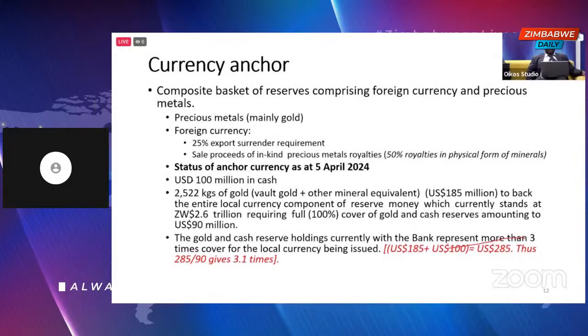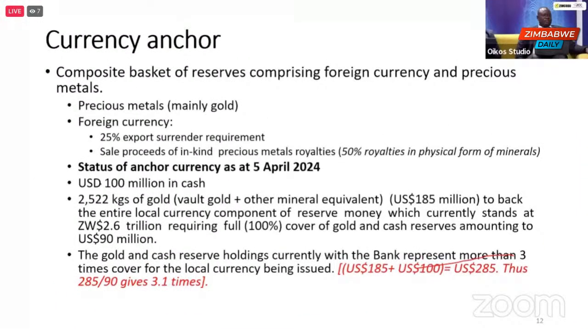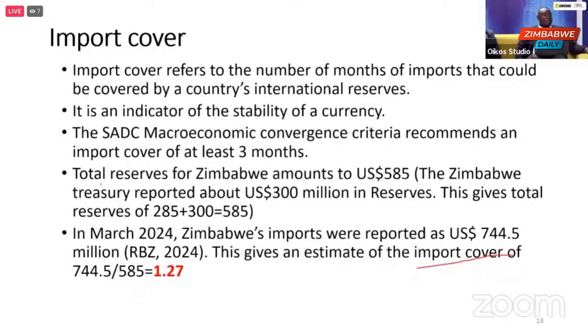Okay, so the 185 million USD is supposed to make the amount of ZWL currency in the market to the tune of 90 million. That's what it means. Then the gold and cash reserve holding currently with the bank represents more than 3 times cover for the local currency being issued. So the calculation is simple: $100 plus 185 is 285. That's 285 divided by 90. That's 3 times. So that's where the government was coming from.